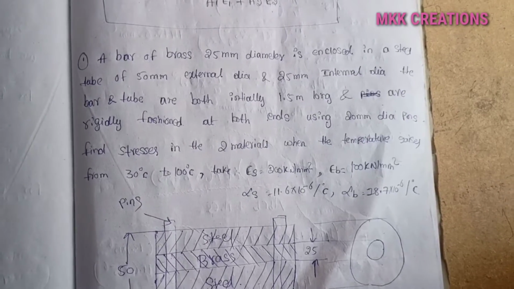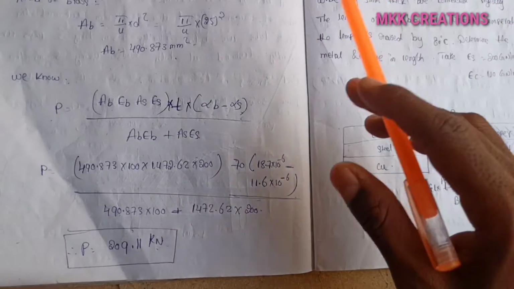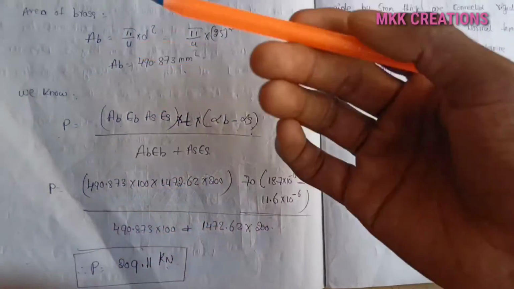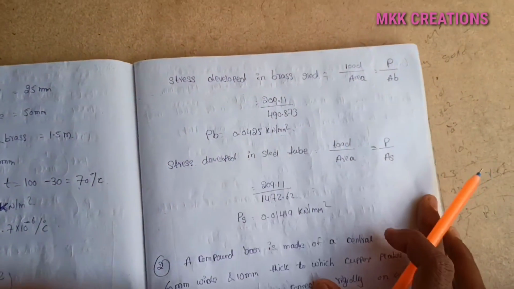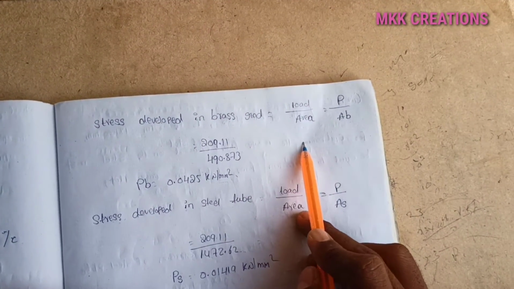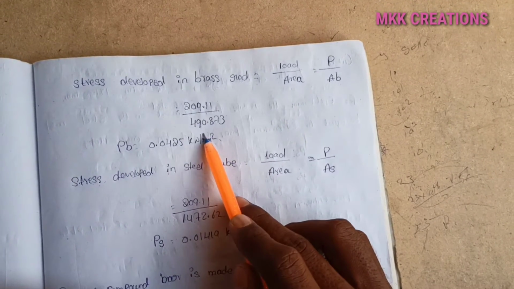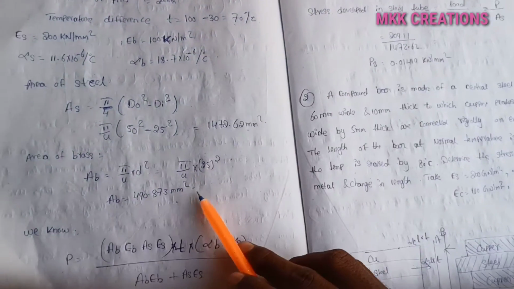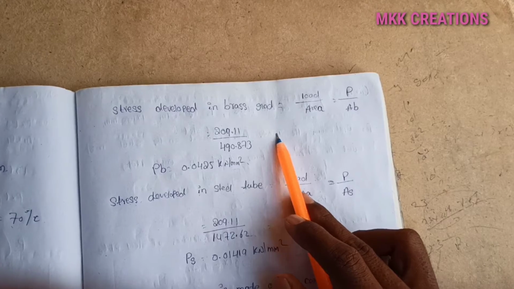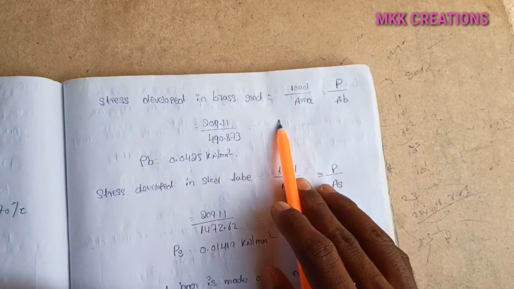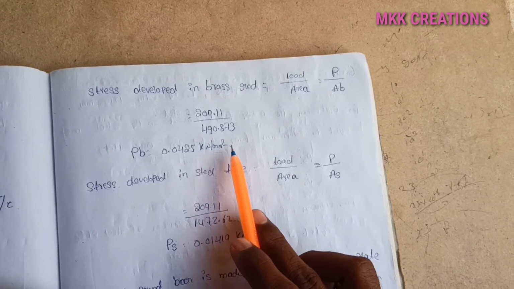So in the question they ask to find the stresses. Stress means what? Stress is nothing but load by area. Now we found the load value, and we already know the value of the area. So directly if you substitute, stress is load by area. The load value we found is 209.11 divided by the area, which is 490.873, the area of the brass. If we substitute this in the calculator we get the stress value in the brass rod: 0.0425 kilonewton per mm square is the stress developed in the brass.